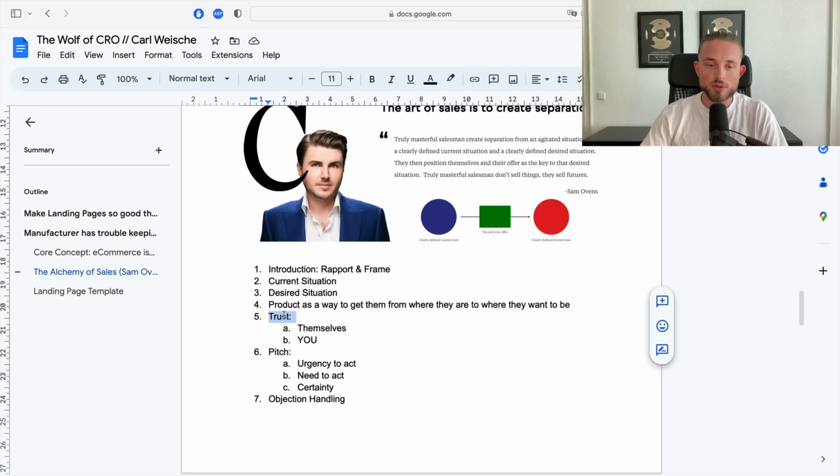Then what you need to do is create trust, first of all, in themselves, that they can use this product to really get where they want to be by themselves, and then trust in you, right? Trust in you as the brand. Then you want to make the pitch, and the pitch needs to convey all of this, right? But then it needs to include urgency to act, the need to act, and certainty, right? And then lastly, we want to do objection handling. But these are the core principles and the core procedure that we always follow in a sales pitch, right? Sometimes people like to break it down in 10 steps, 15 steps, 17 steps, whatever, but these really are the core principles of selling something to somebody.